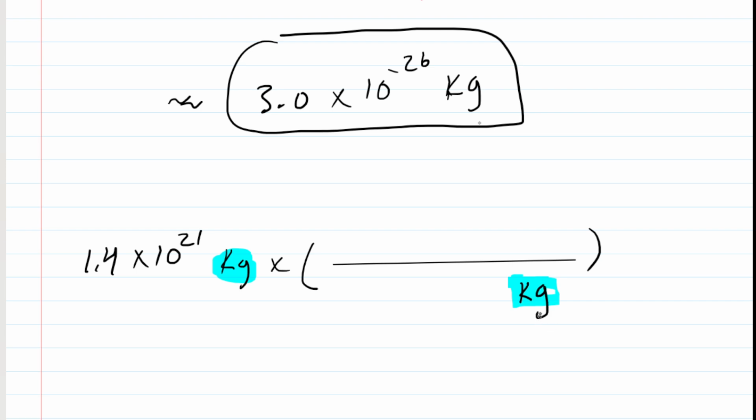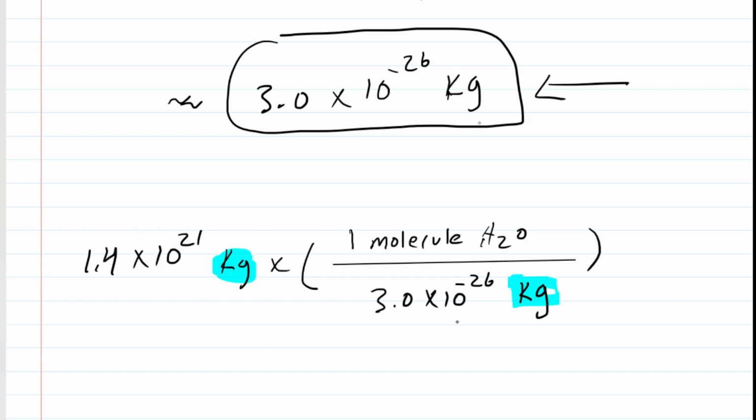And somehow we have to get this into molecules. Well, that comes from our result from part A. In part A, we did learn that one molecule of water had a mass that we had determined in part A. That was the 3.0 times 10 to the minus 26 kilograms. So that's how we can convert from kilograms into molecules of water. We can go ahead and cross off the kilograms, and that's going to leave us with molecules of water.